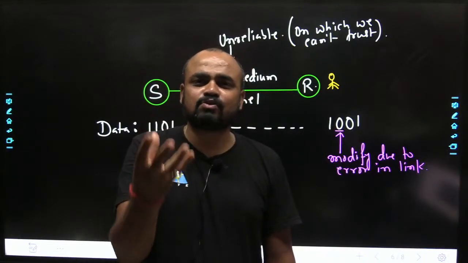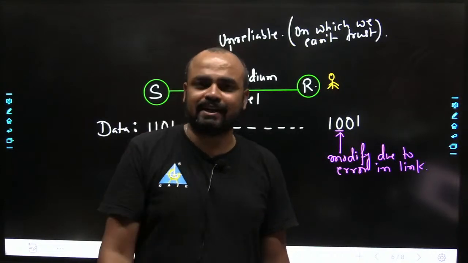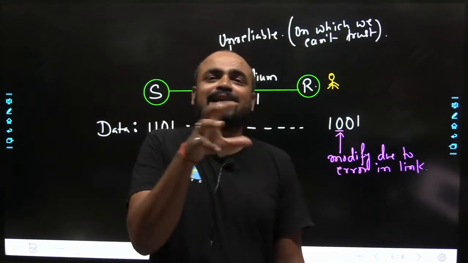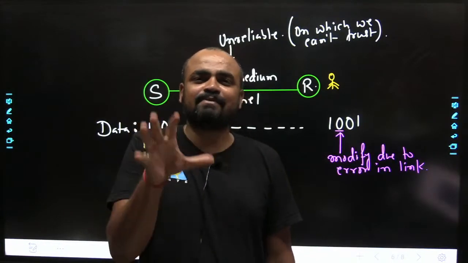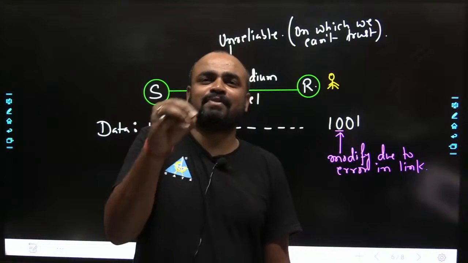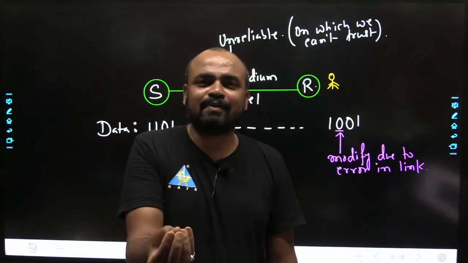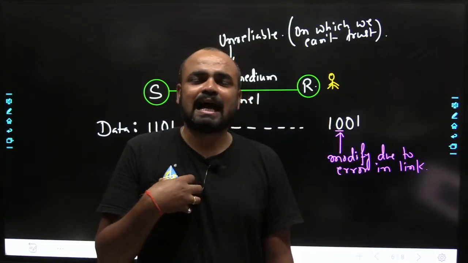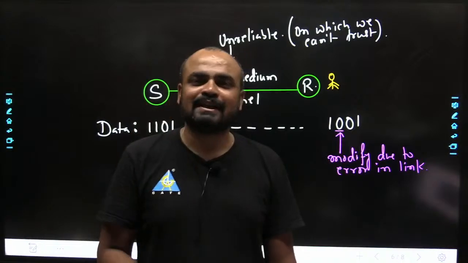I have sent 5,000 rupees to Sujay, and Sujay has received 4,500. Then how will Sujay identify whether I have sent 5,000 or exactly 4,500? How can you identify? Until and unless, my dear friend, I put some logic along with the money, you cannot find it out. Yes or no?